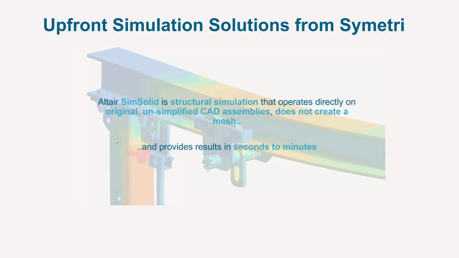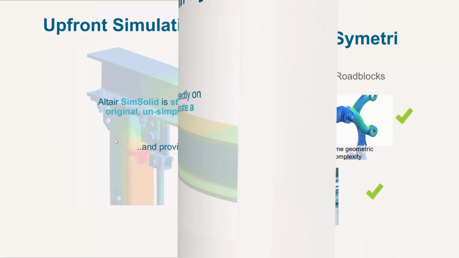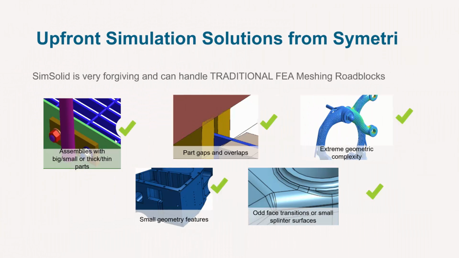The way it handles your issues with meshing, part gaps and overlaps, geometric complexity, smaller geometry features, and any small splinter surfaces that you might have, is actually phenomenal. I will be showing you a comparison between Inventor Nastran and SimSolid further down the webinar. It's a quick comparison of how both software import a similar assembly, how you can work with both of them on it, and why SimSolid is the next level.